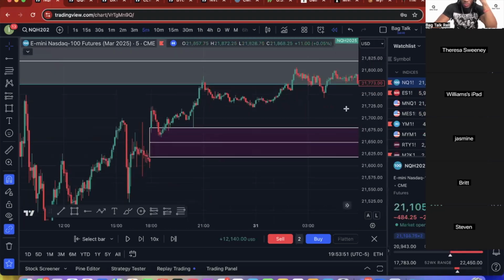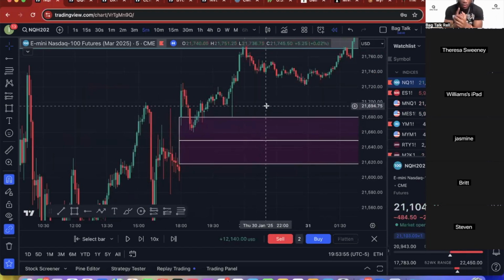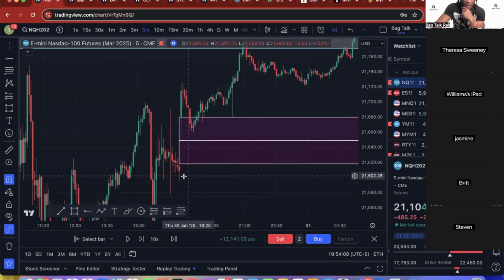Because I know options people are not used to this, but futures is almost a 24-hour market. There's 1 hour where it does not trade. That's between 5 p.m. and 6 p.m. So at 5 p.m., we closed right here. At 6 p.m., we gapped up right here. Futures tapped into the gap and went long.